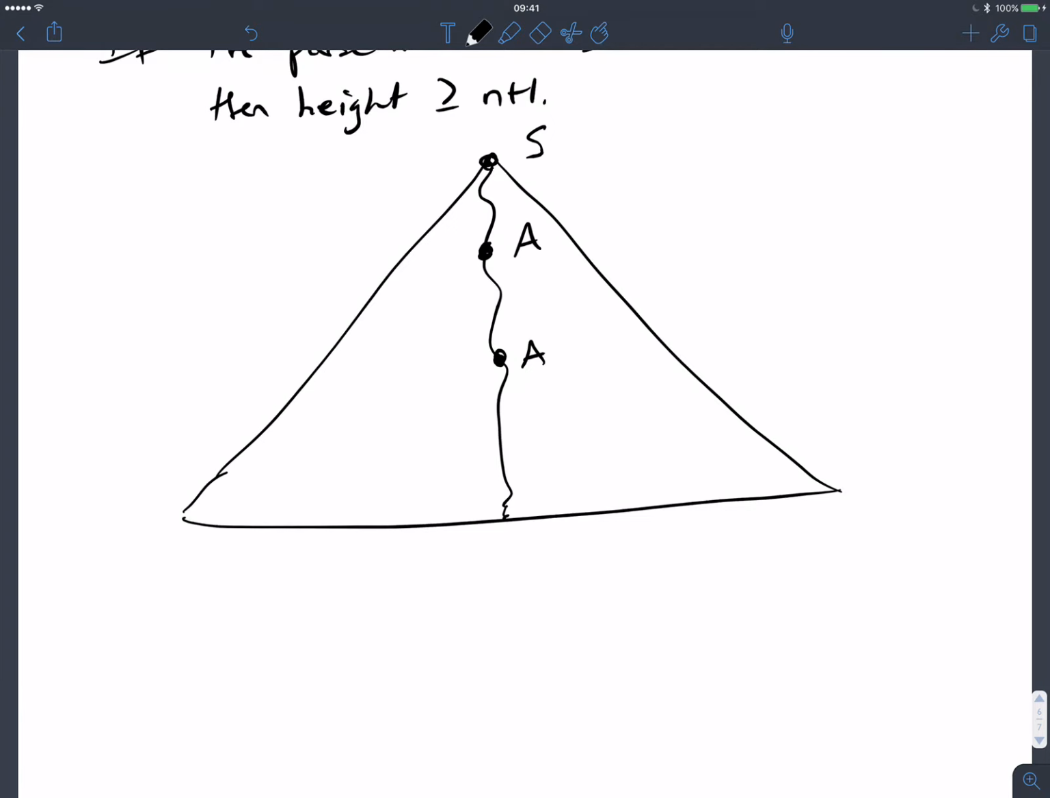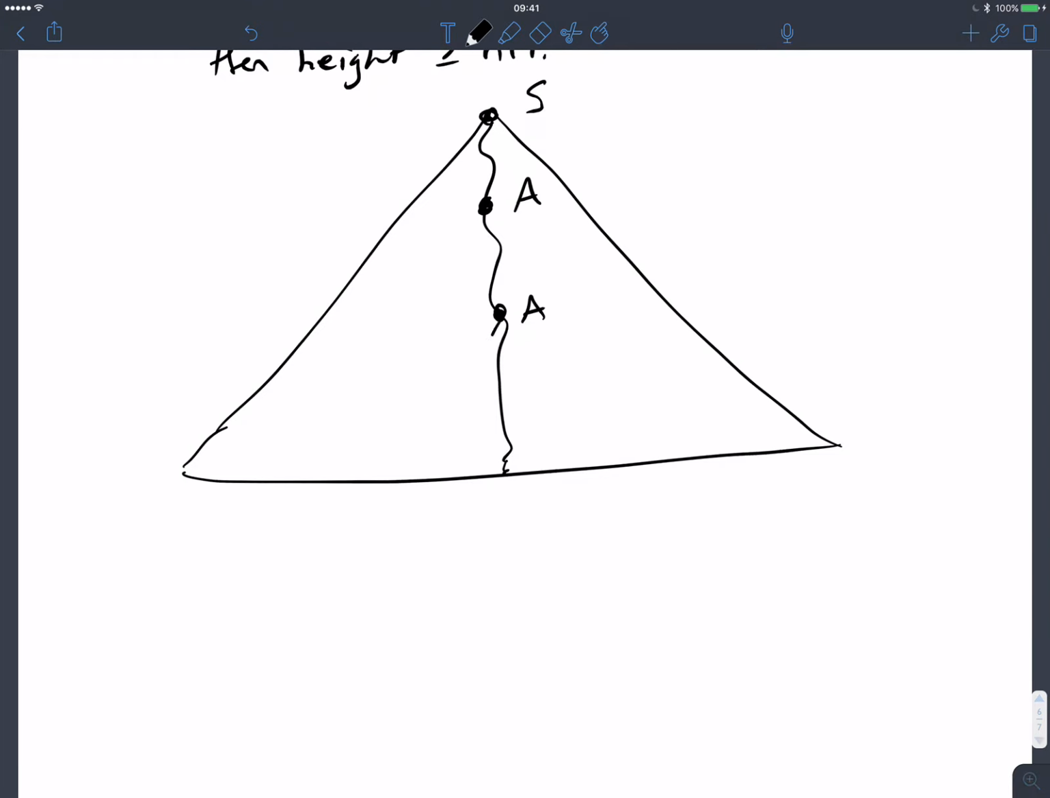Could either of those A's make the empty string? No, because it's not the start variable. See why CNF is so useful here? So I know that each of these A's must generate something of the string. But could the first A make the same thing that the second A generates?